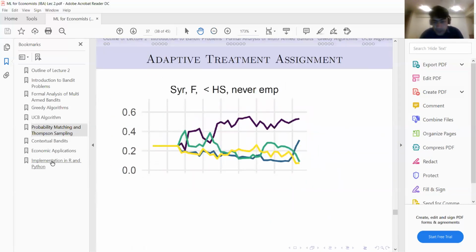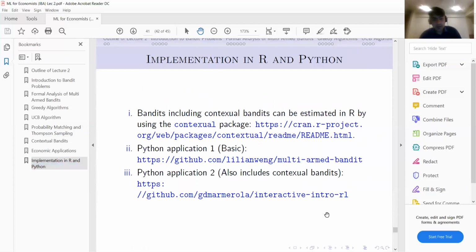So I'll end with an implementation in R. I have some links here in which you can look at applications or code examples in Python for contextual bandits as well as basic bandits. I'm not very fluent with Python, so I'm not going to do a Python example, but you can obviously have a look at these links if you want.